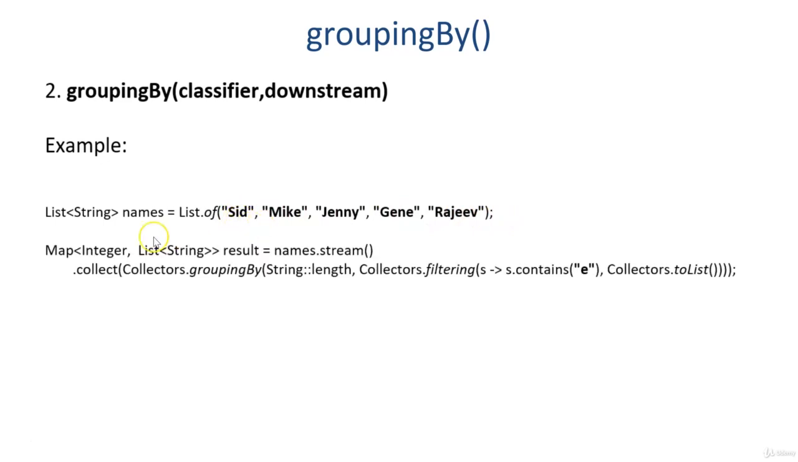So let's see how we can provide these two parameters in groupingBy. Collectors.groupingBy with String::length, and then the second parameter is a filtering. So we are doing the filtering operation on the collectors: if the string contains E, then Collectors.toList, collect it to a list. So in this case you can provide two arguments. Now let's implement this example in IntelliJ.